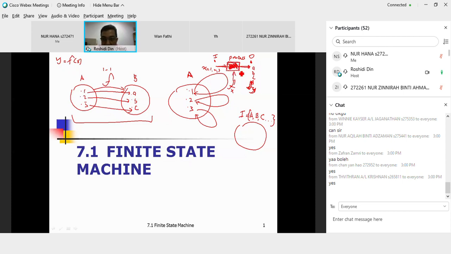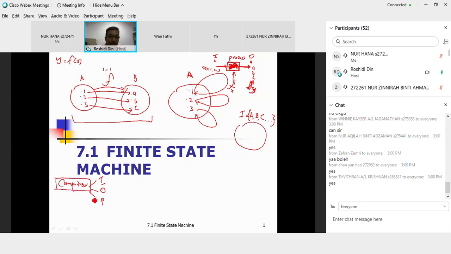Once we talk about the input-output process, actually we are talking about a computer. A computer consists of input, output, and process. Whatever has input, output, and process, we call a computer.